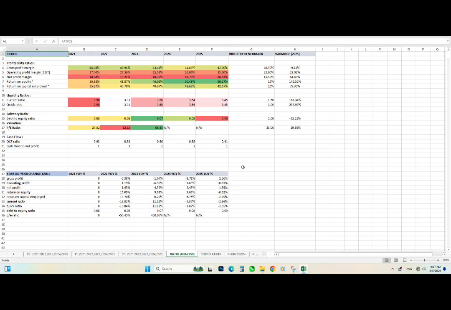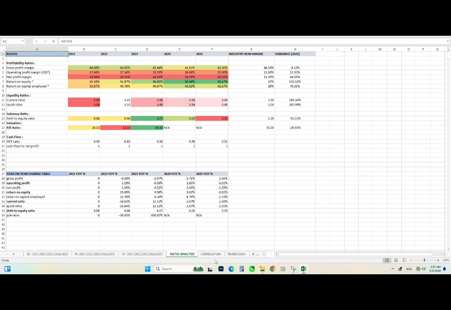Solvency. Debt to equity ratio is very low, around 0.07 to 0.09. This indicates that the company is not heavily dependent on debt and has very low financial risk. Overall, the ratio analysis shows that the company is financially strong with high profitability and strong liquidity and low risk.